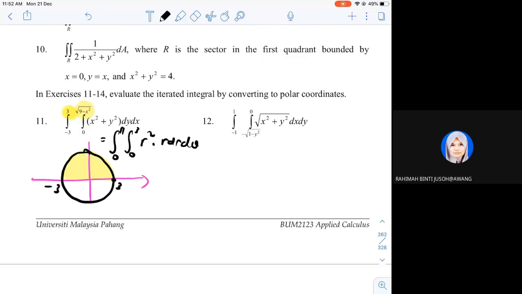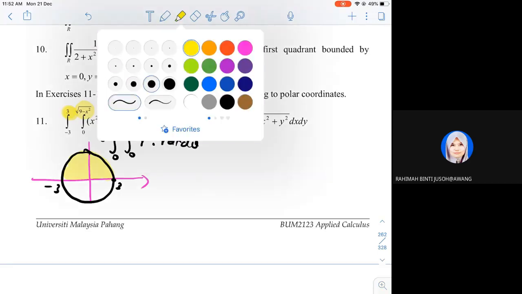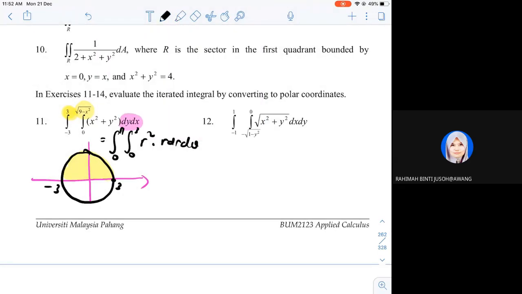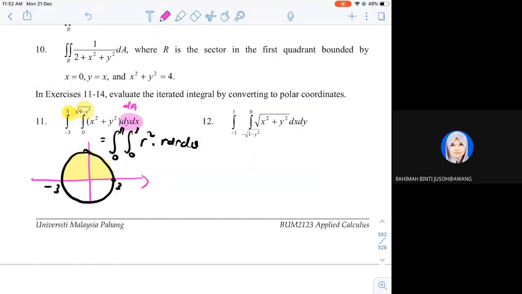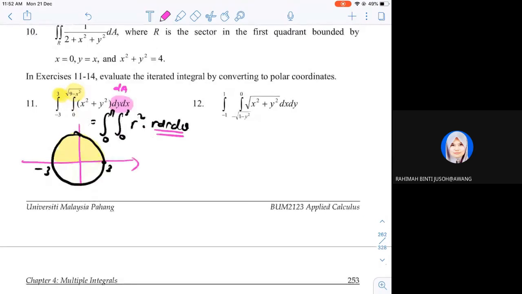Okay. You must remember this: dy dx is dA. So when it is dA, it is r dr d theta. Now, question number 12.